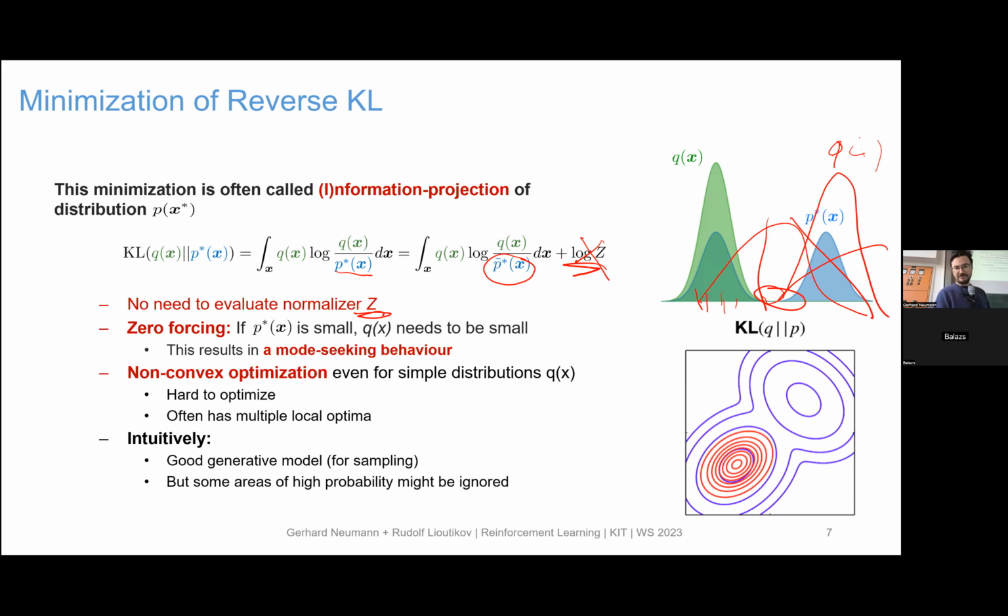And also, as a recap, the basic property coming out of the zero forcing argument is that the I projection is a mode-seeking divergence, or mode-seeking minimization. Which means if you have a target distribution that has several modes, and you want to approximate it with a distribution that has fewer modes, for example a Gaussian only has one mode, then the information projection will pick one of the modes. Because what it cannot do is go between modes, because there will be a very small target density, and we set it zero forcing. It needs to be zero there.